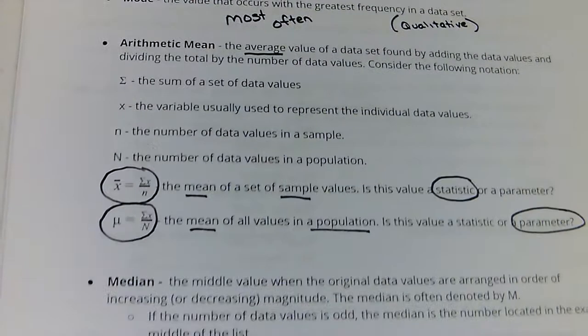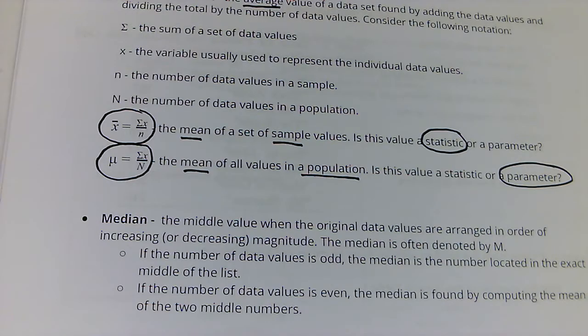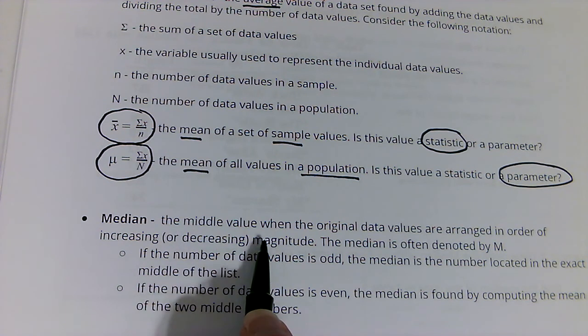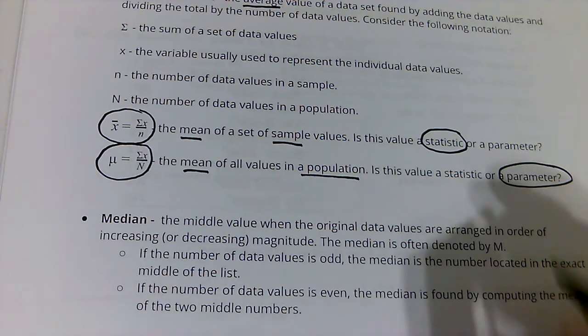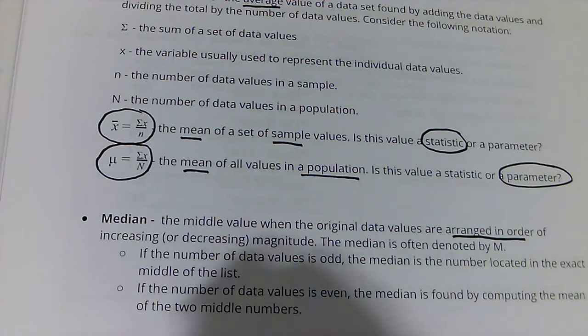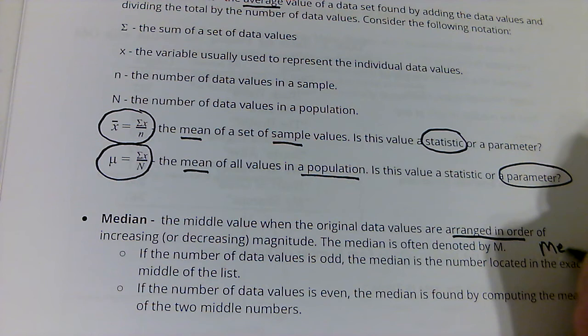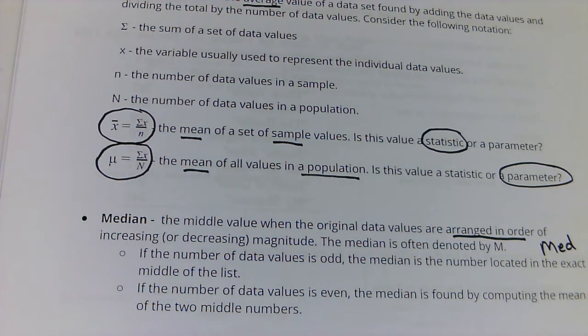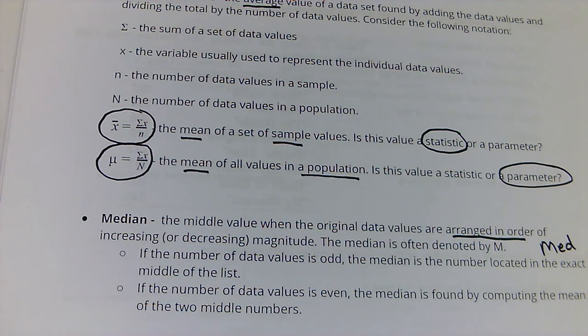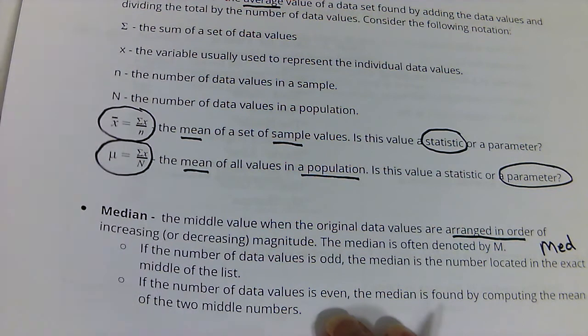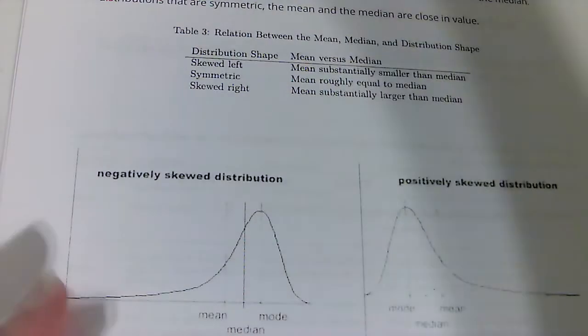Now, another measure of center is called the median. And this is used with samples. It's the middle value when arranged in order. So they have to be arranged in order. And sometimes it will be denoted with an M or with MED. And we'll review how to find the median here in just a second. Mode is easy. It's the one that appears the most.